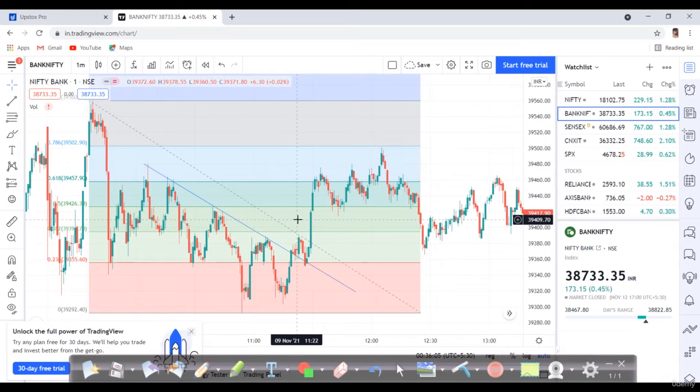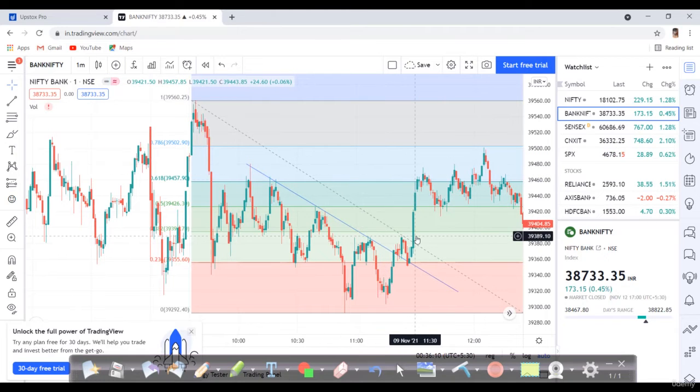So again, what is the logic behind the market moving this much faster at the upside once the market has broken the Fibonacci retracement level?